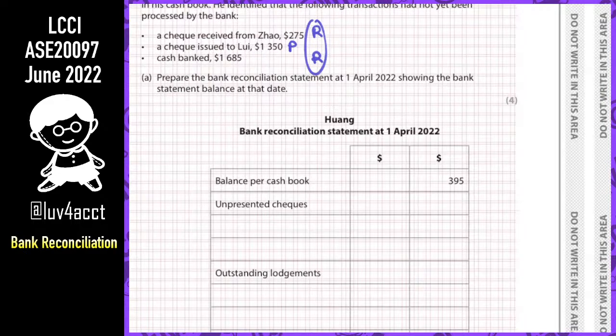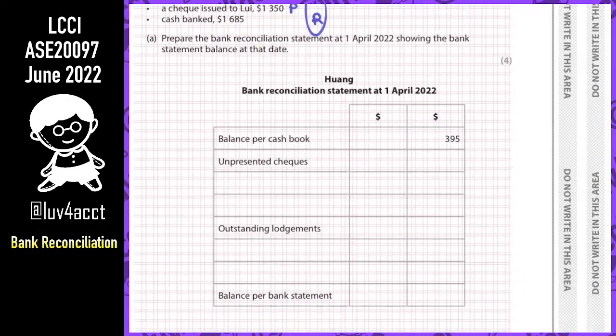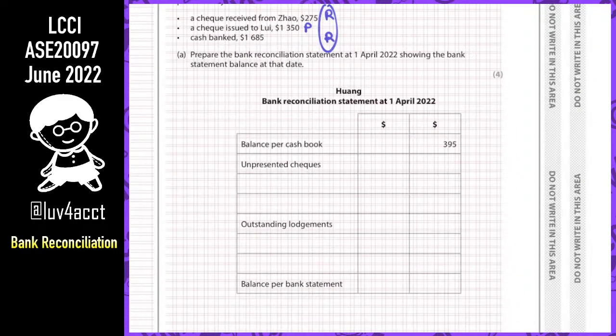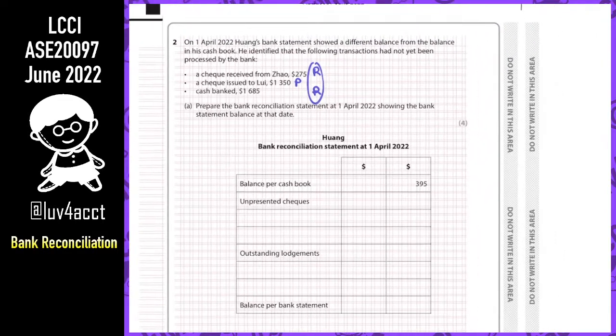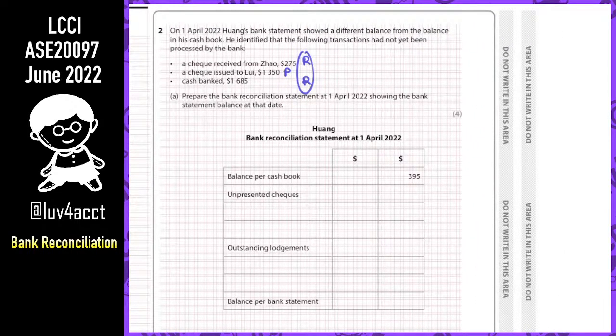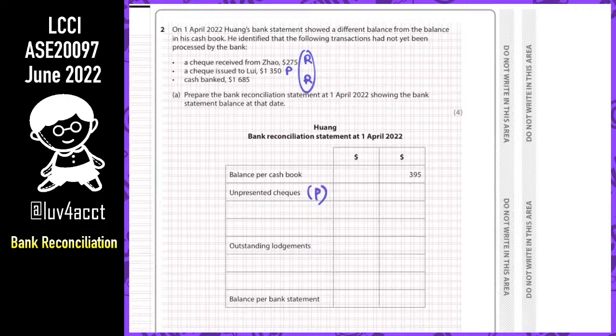Prepare the bank reconciliation statement at 1st of April showing the bank statement balance at that date. So we will start from the balance per cash book. Now we have to be careful because usually if we haven't updated our cash book, we won't do this first. Anyway, it is given, we have no choice. Then we have to calculate the balance per bank statement. Unpresented checks, these are payments. Outstanding lodgements, these are receipts. So payments go here.